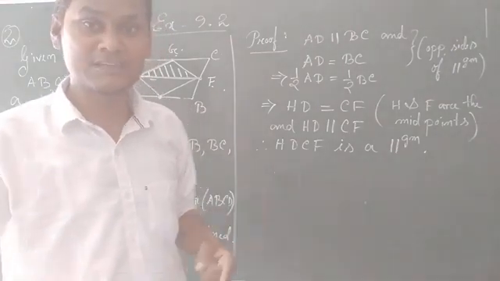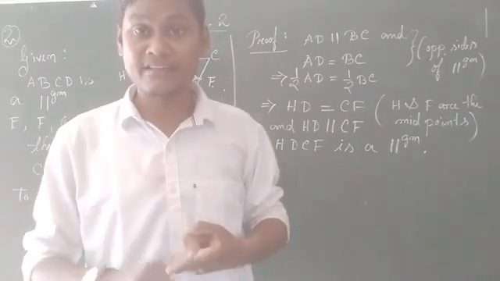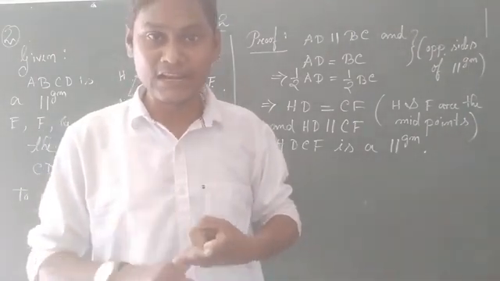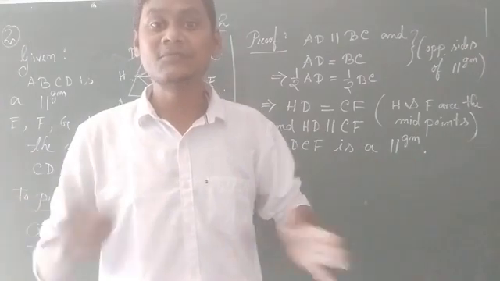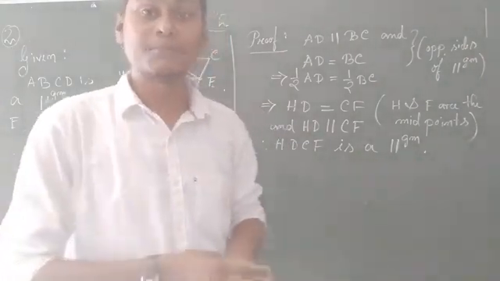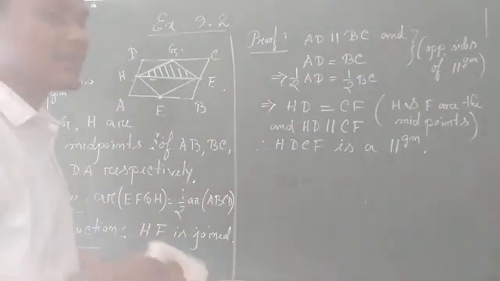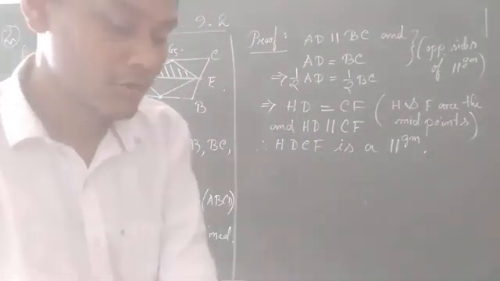So you have to remember this. If a triangle and a parallelogram lie on the same base and between the same parallels, then the area of the triangle will be half of the area of the parallelogram. So that's what I'm going to use now here. So what should I write? Let's see here. What can I write?